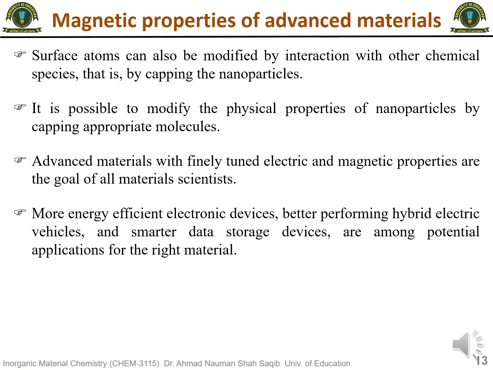So by manipulating the magnetic properties of different advanced materials, we can enhance the efficiency of different devices. For example, we can enhance the performance and efficiency of electronic devices and of the hybrid electric cars that are coming now. We also have data storage devices, and we can enhance their efficiency and use them in a better and more efficient way. So magnetic materials are really important for all of these applications. A good control of their magnetic properties through size reduction or capping determines how efficiently we can use those magnetic materials for a certain application.